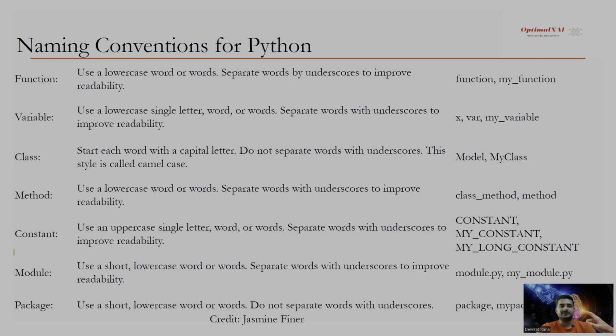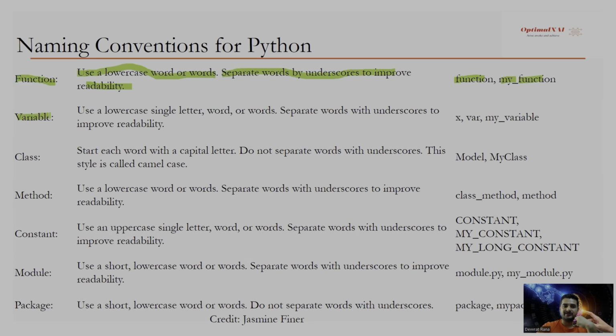And further, these are a few rules while working in Python. For example, you are defining a function, you are creating a function, then use lowercase single word or multiple words, and separate the words by using the underscore to add readability, because our primary goal is readability here. And you can see here a few examples, like the function my_function. So this way we can define functions.